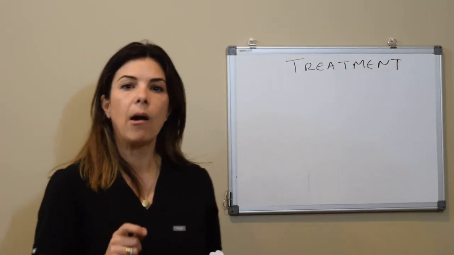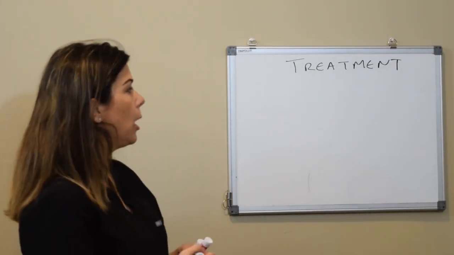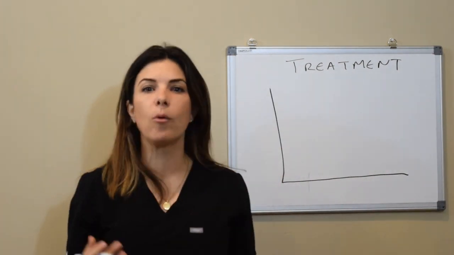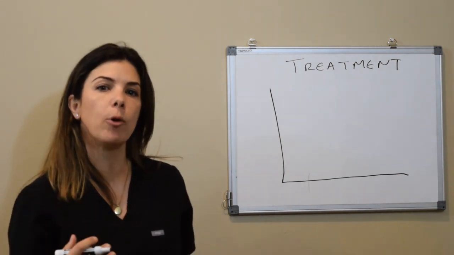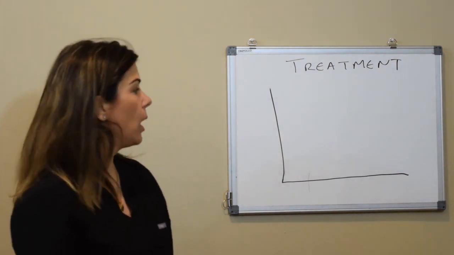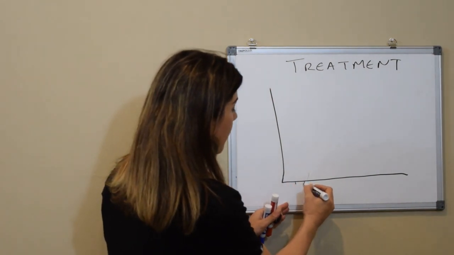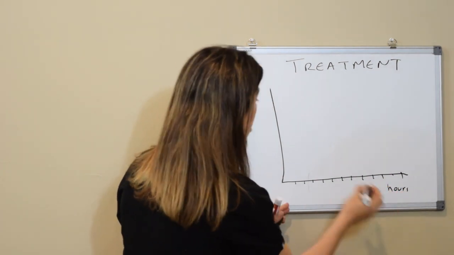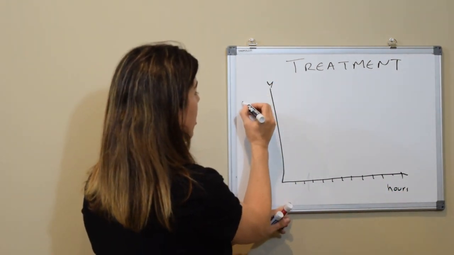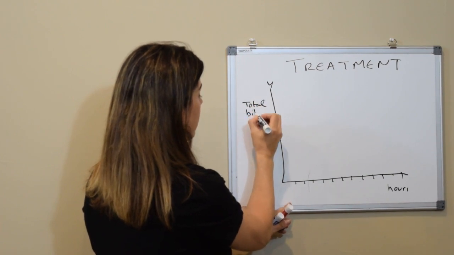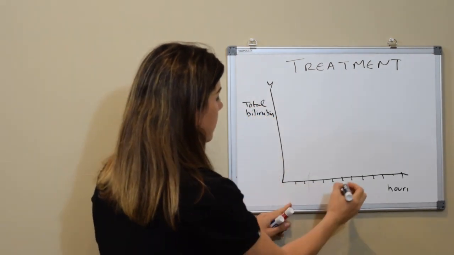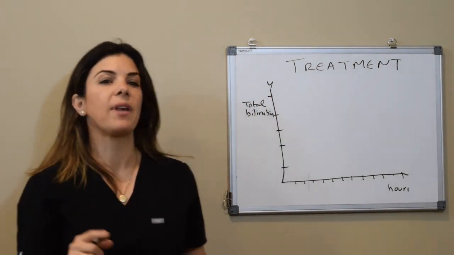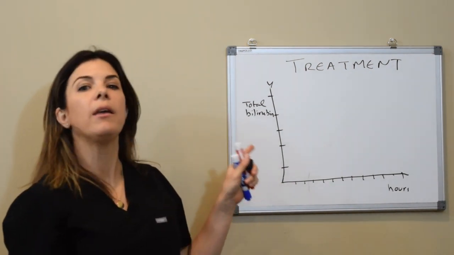In fact, there are Bhutani curves, after Dr. Bhutani, who established a nomogram for just how concerned we should be about a bilirubin level causing kernicterus. On the x-axis, it's basically hours of life. And on the y-axis, we have the total bilirubin level. So again, I just want to emphasize that this is the total bilirubin level that it wants you to plot in.